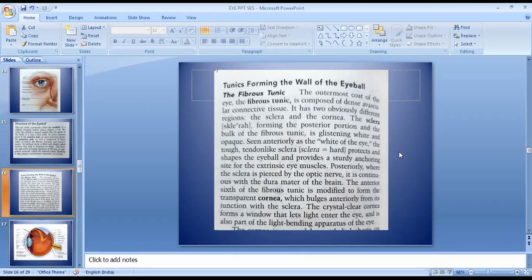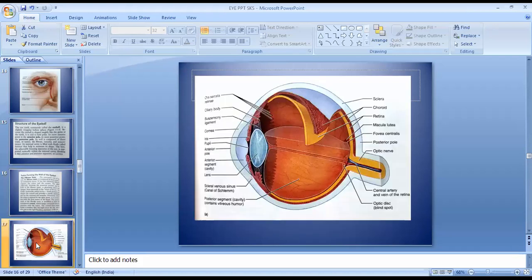Okay. Now, how the sclera converts into cornea. The anterior sixth of the fibrous tunic is modified to form the transparent cornea, which bulges anteriorly from its junction with the sclera.